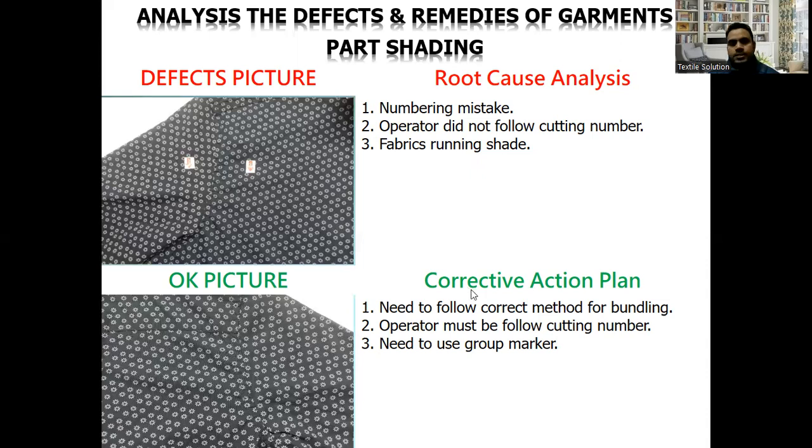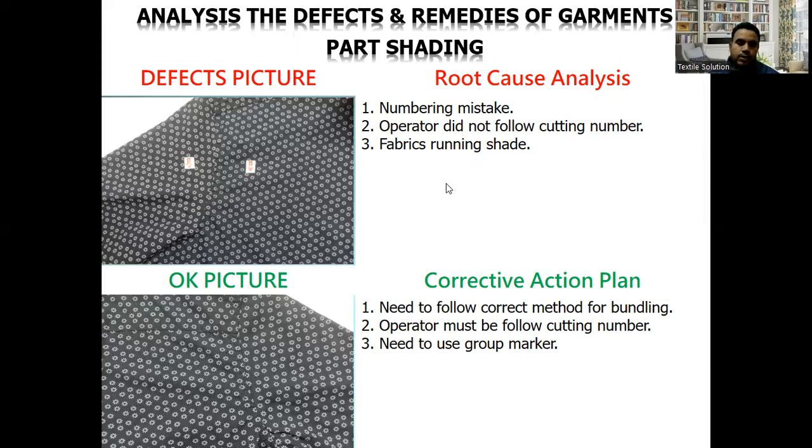Anyway, the shading fault is not accepted, and for this reason, if we get more of the fault, there may be a cancellation of shipment. So we have to remove this fault, or basically we have to prevent this fault. For preventing this fault, the operator has to follow the cutting number properly. Then there shouldn't be numbering mistakes for every part of a panel.